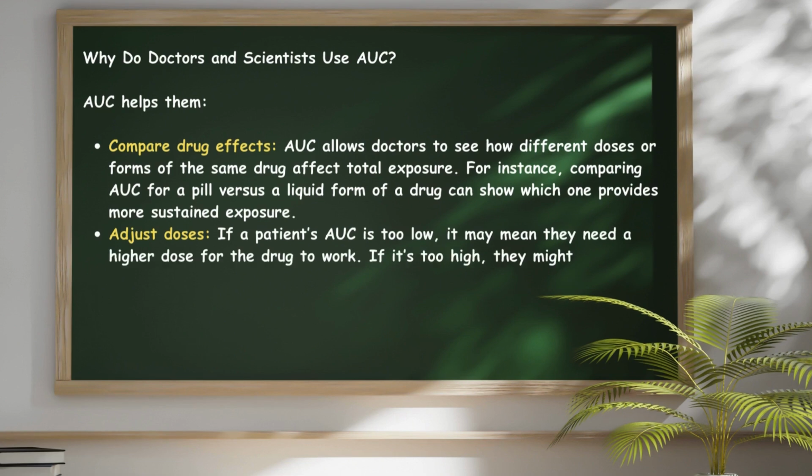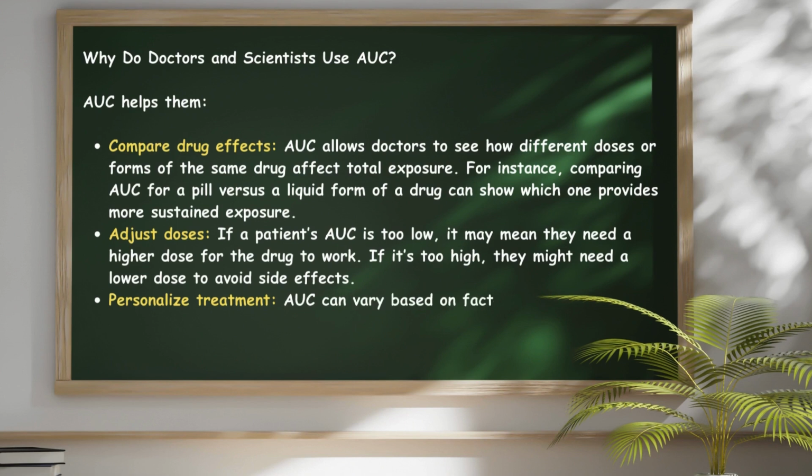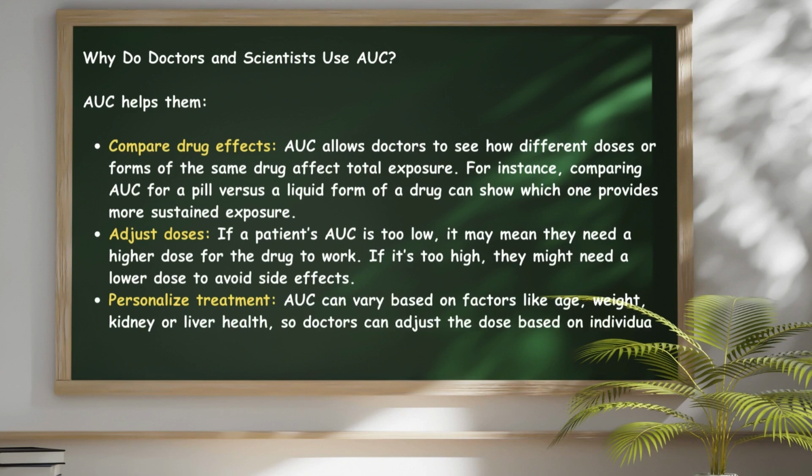the drug to work. If it's too high, they might need a lower dose to avoid side effects. Personalized treatment. AUC can vary based on factors like age, weight, kidney, or liver health, so doctors can adjust the dose based on individual needs.